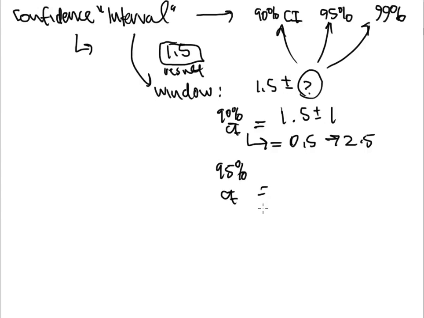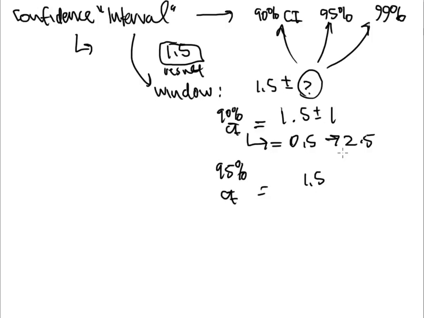Okay, so what happens? If I feel better about my number and there's only a 5% chance of me getting it wrong, what happens when I do these different confidence intervals? Well, my result's still the same. I still report my result, my finding, whatever I get. 1.5, here you go, this is what I got in the lab. The confidence interval, though, the window becomes bigger.